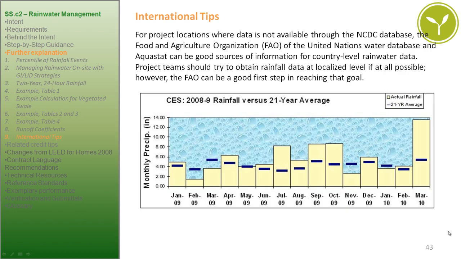International tips. For project locations where data is not available through the NCDC database, the Food and Agriculture Organization, or FAO, of the United Nations Water Database in AquaStat can be good sources of information for country-level rainwater data. Project teams should try to obtain rainfall data at localized level if at all possible. However, the FAO can be a good first step in reaching that goal.